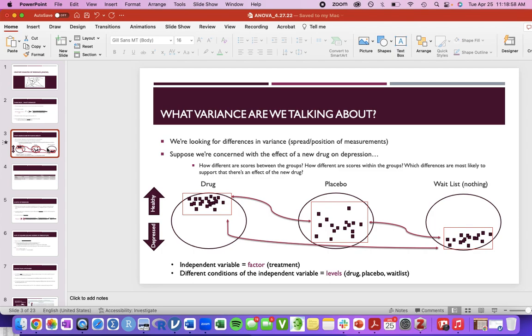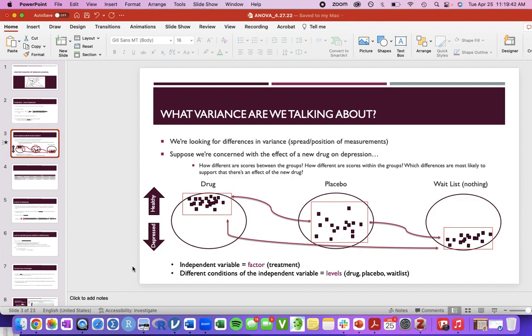So again, we're looking for differences in variance across our three groups. So suppose we're concerned with testing the effect of a new drug on depression. We would want to know how different the scores are between the groups, how different the scores are within the groups, and which differences are most likely to support that there's an effect of a new drug. So when we talk about differences in scores between the groups, we want to see whether the drug is significantly different than the placebo condition, the drug is significantly different than the waitlist condition, or the placebo, how different that is from the waitlist condition.